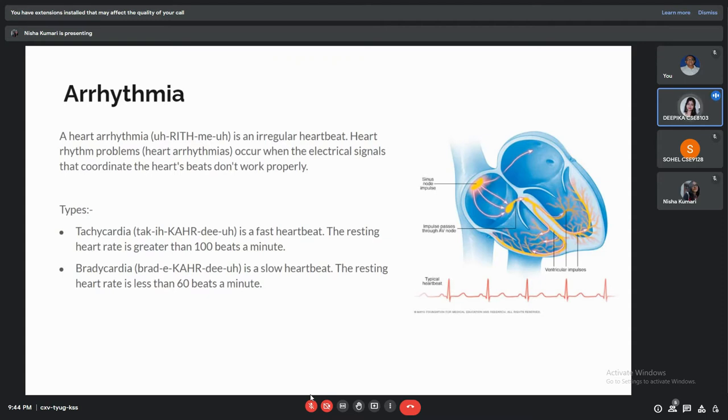Tachycardia is fast heartbeat. In this, heart rate is greater than 100 beats a minute. And bradycardia is slow heartbeat. In this, heart rate is less than 60 beats a minute.